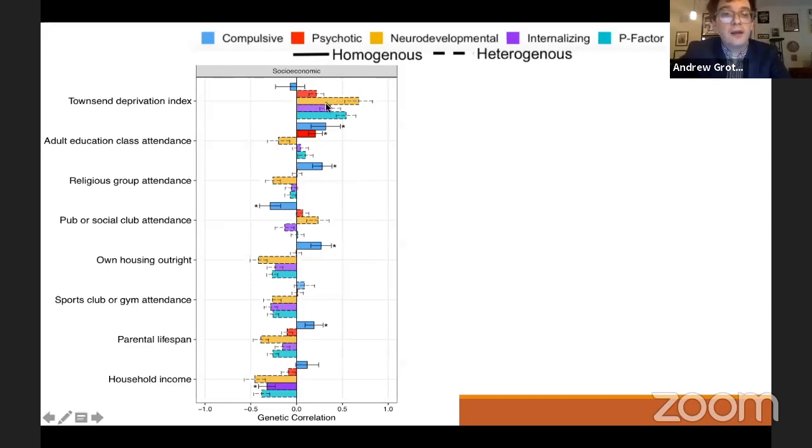So for example, within the Townsend Deprivation Index, we see that there's a strong positive association between the neurodevelopmental disorders factor and Townsend deprivation. But if we look at the level of the individual traits, we see that this relationship is primarily driven by ADHD and PTSD, but is non-existent for autism. And so for that reason, this was estimated to be highly heterogeneous.